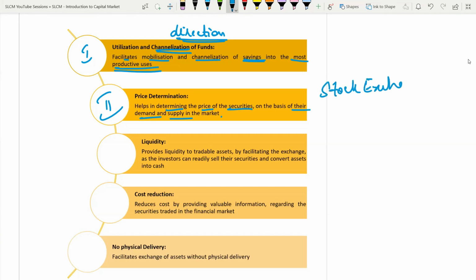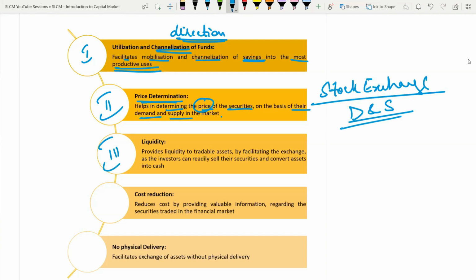Depending upon the demand and supply of shares in the stock exchange, the price is going to be determined. And here, everything is determined properly. There is transparency. Why is it? Because it is a market that is regulated by the Reserve Bank as well as the Securities Exchange Board of India. So the market itself will help you in determining the price because it is completely based on demand and supply in the market.